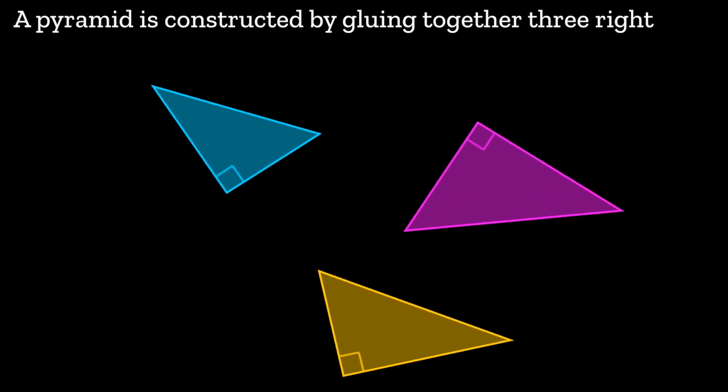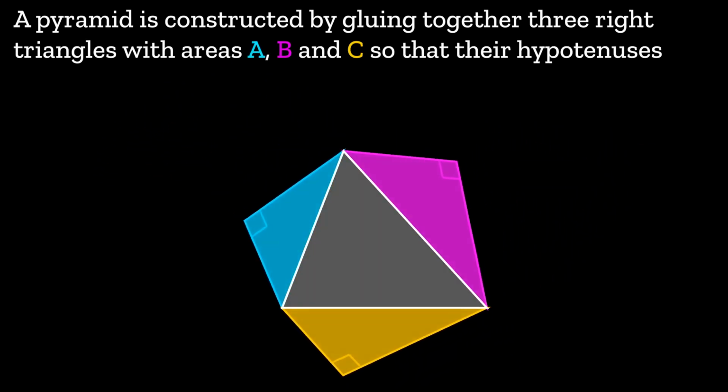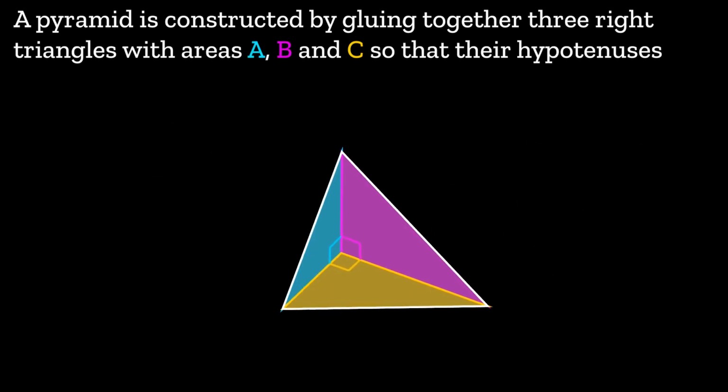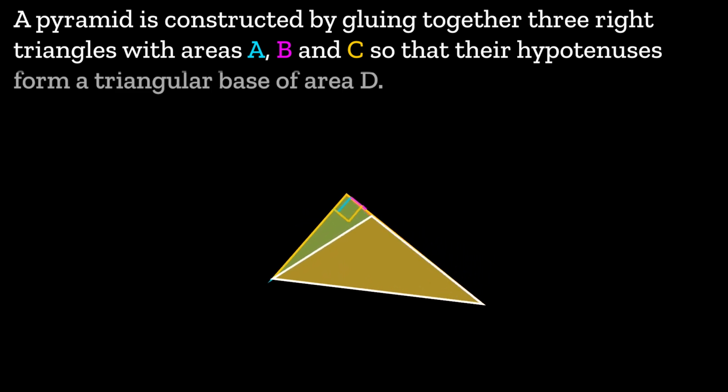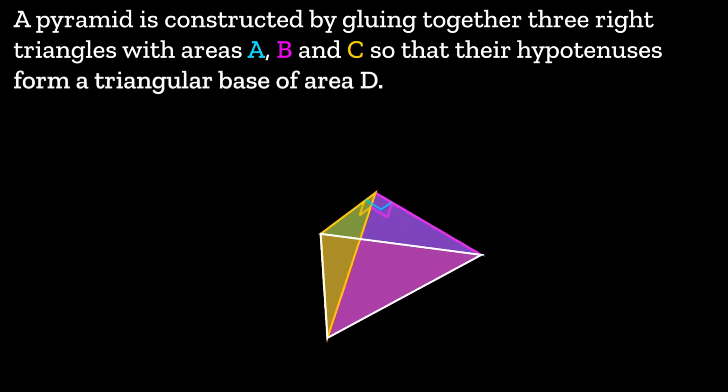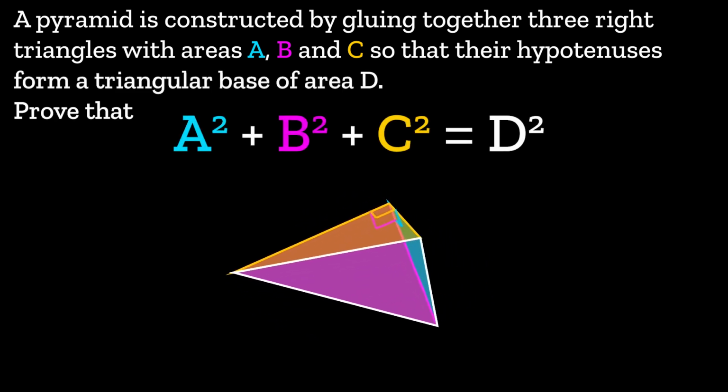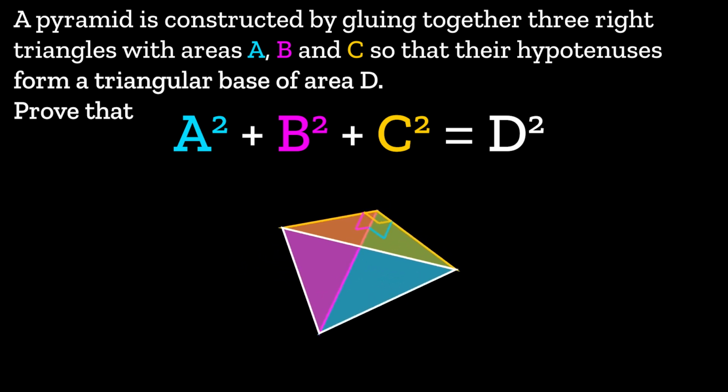A pyramid is constructed by gluing together three right triangles with areas A, B, and C, so that their hypotenuses form a triangular base of area D. Prove that A squared plus B squared plus C squared equals D squared.